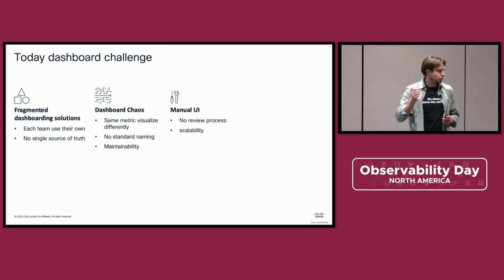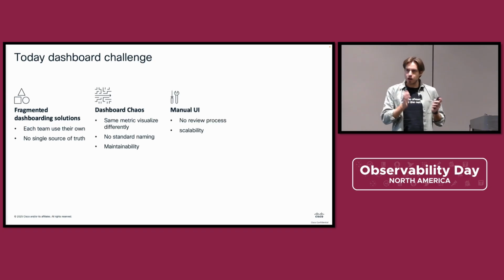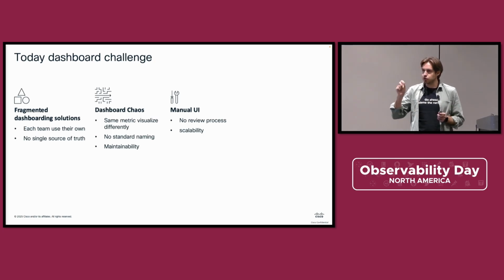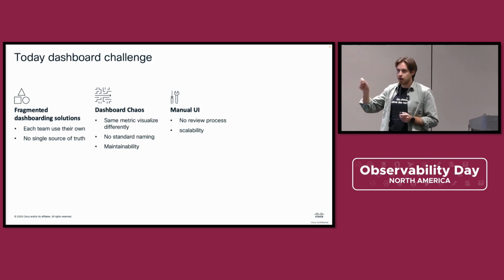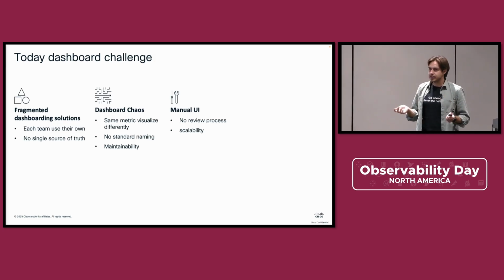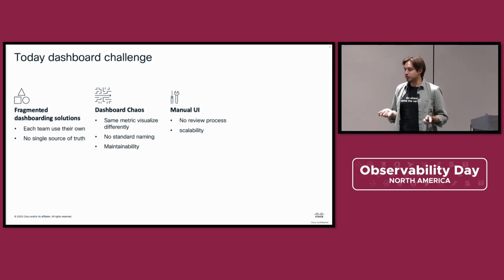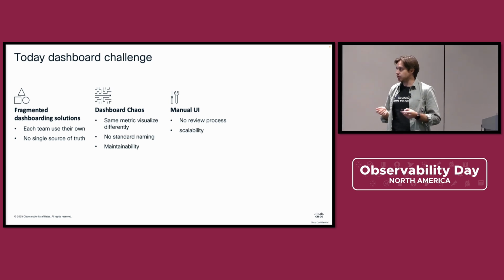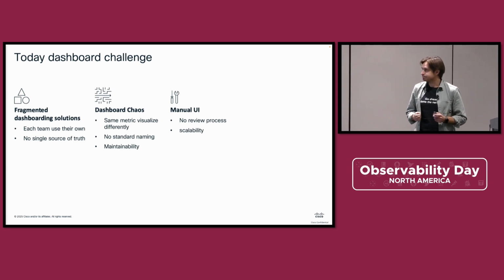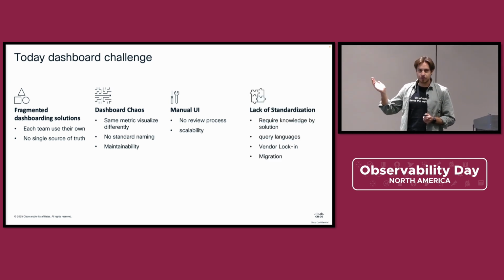Manual UI, this is what I mentioned before. We are today in an era where when you modify a dashboard, you have to make a few clicks or change a JSON, and it doesn't scale. Imagine that you upgrade your Spring Boot version, and now that changes the metric name. You have to change it all over your organization, all over your dashboards. That's really hard. And there is a lack of standardization.